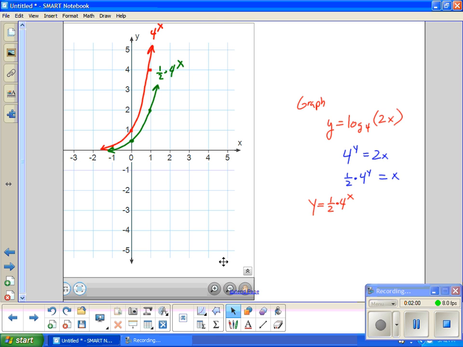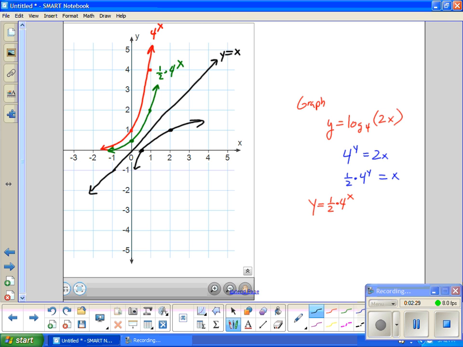We realize that we switch the x and y, thus these are inverses, so we can mirror them across y equals x. So the green point 0, 1/2 becomes 1/2, 0. And the point 2, 1, 2 becomes 2, 1. And there's our curve. And this is y equals log base 4 of 2x.